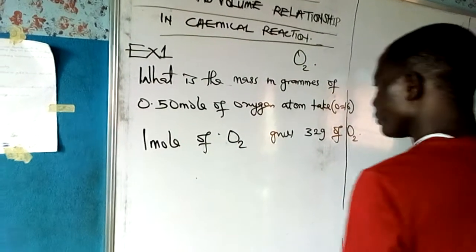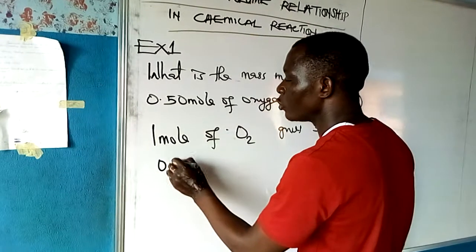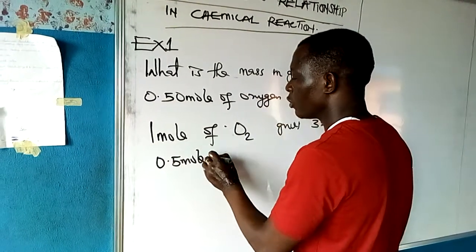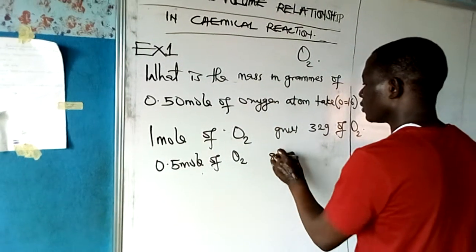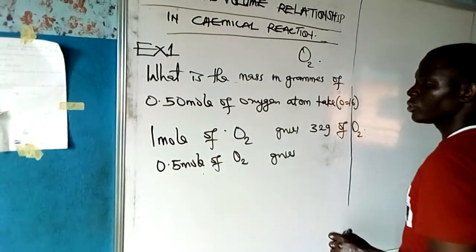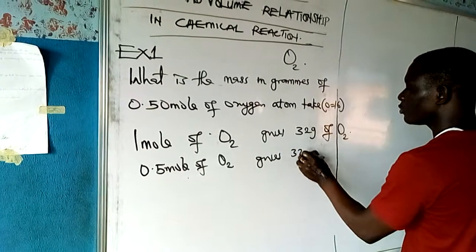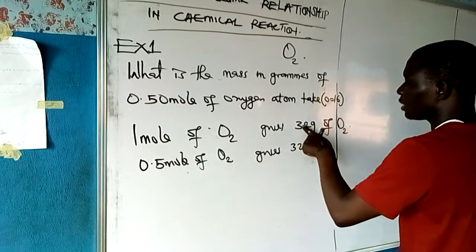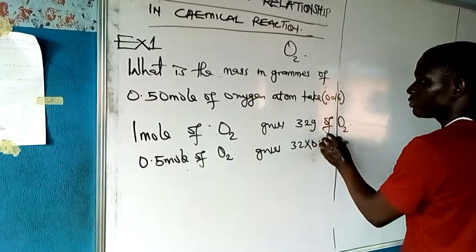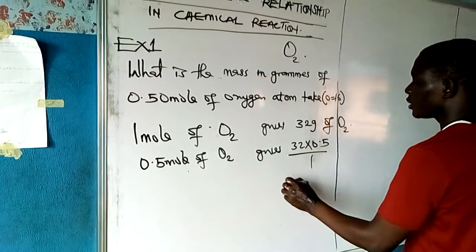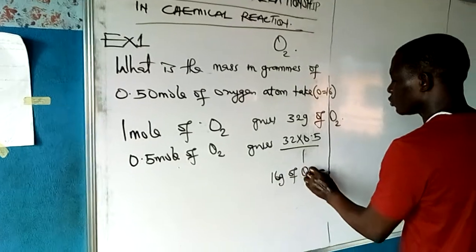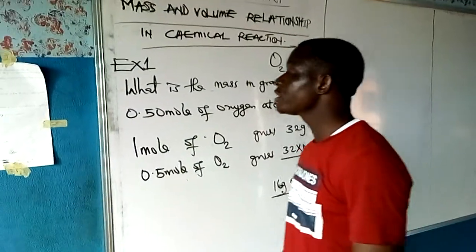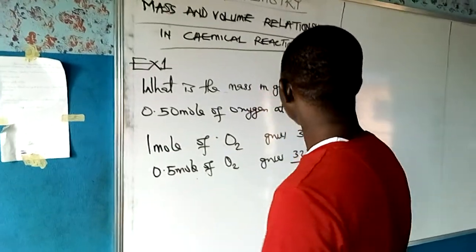So now 0.5 mole of O2 now gives what? So it will be 32 times 0.5 all over 1. So that gives us 16 gram of O2. So that is what you are going to have. So that is what it is going to give us. Let's take example 2 now.